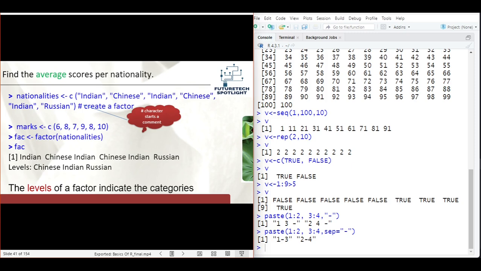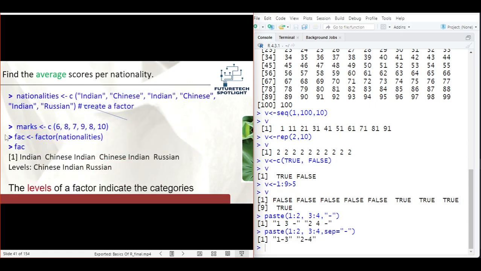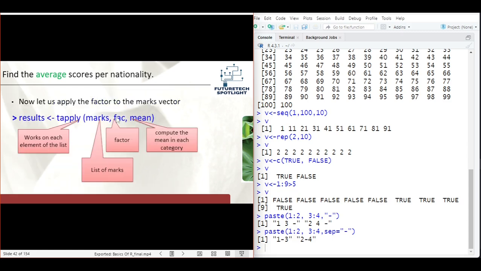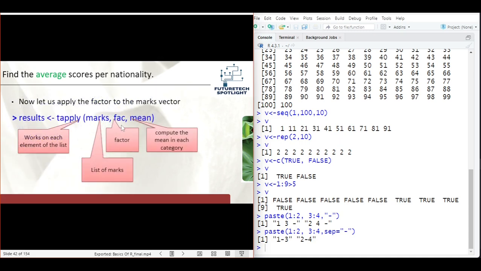So now we will use one function called tapply. Now what will this tapply do? tapply is having three parameters: one is marks, factor, and mean, right? Now mean is what? A function. Fact is what? The factor we have already calculated over here. So fact is having the whole data of nationality, plus levels also. Clear? So all data is with fact.